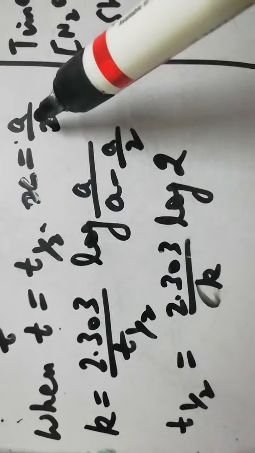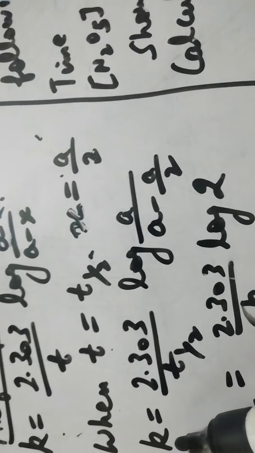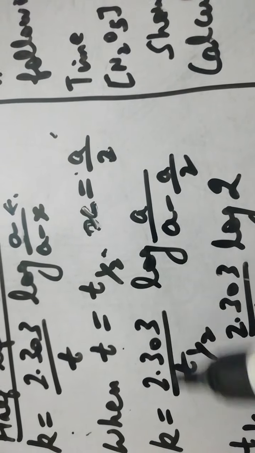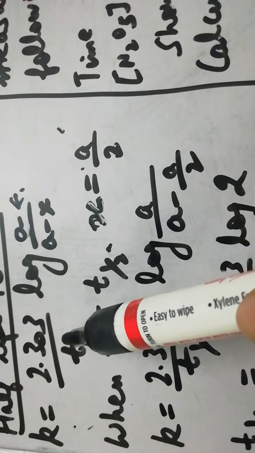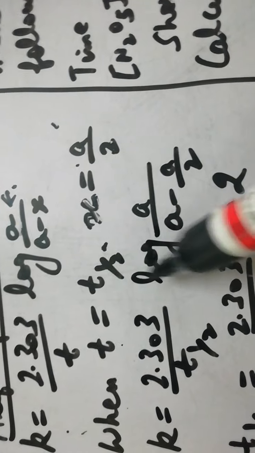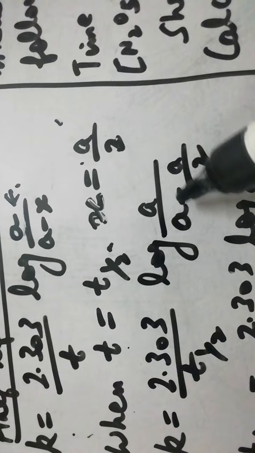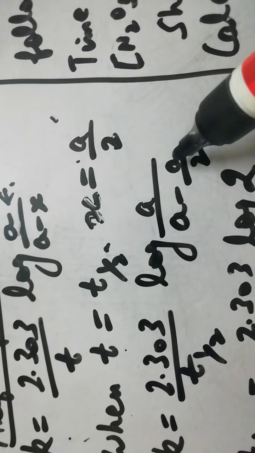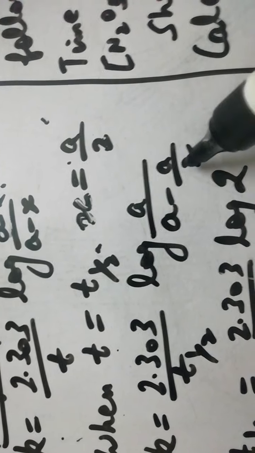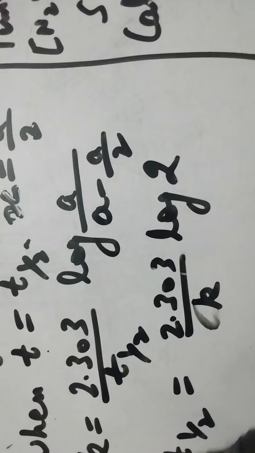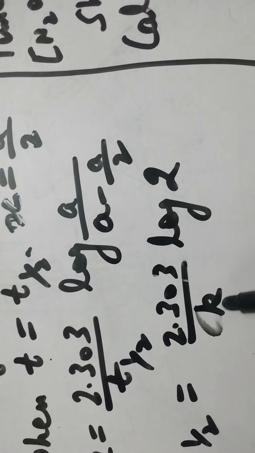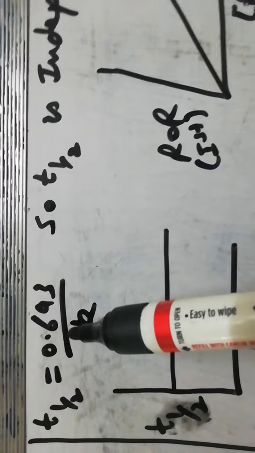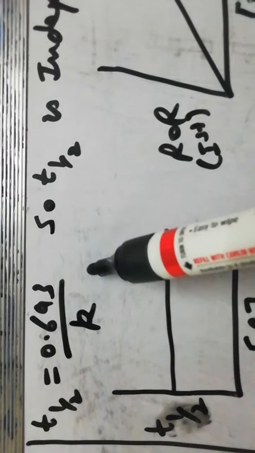So putting this value in the above equation, we will get K is equal to 2.303 upon T half. Now we will not write T, we will write T half, log A over A minus X. Now put the value of X, A upon 2. So what we will get, T half is equal to 2.303 upon K log of 2. Solving this, we will get T half is equal to 0.693 upon K.